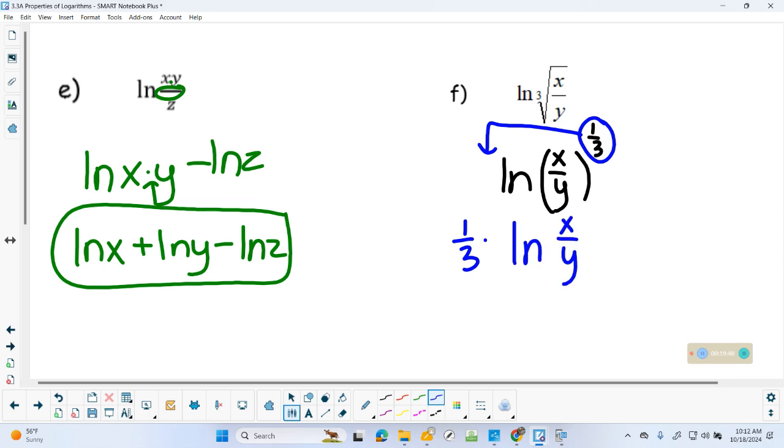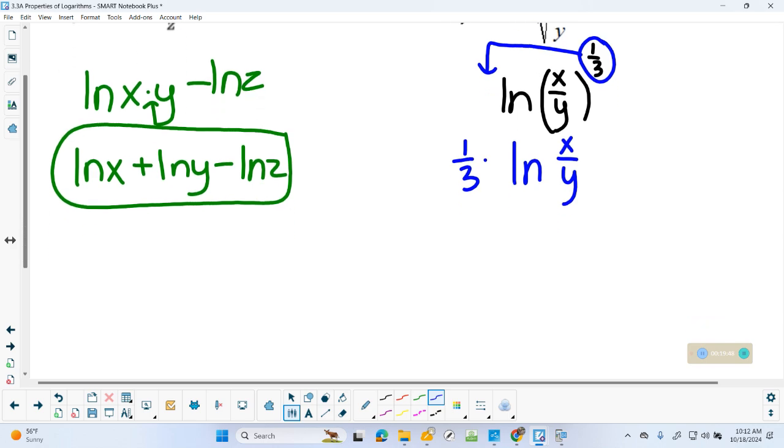Now we have 2 variables in here, x and y. So you should have 2 logs in your final answer. So I'm still going because I only have 1. Okay. So I'm going to work on the quotient part. So the quotient, of course, I'm now going to expand out to subtraction. So the ln of the numerator minus the ln of the denominator.